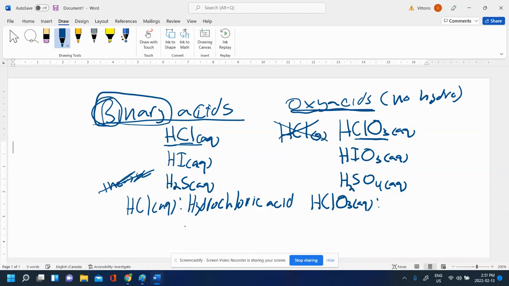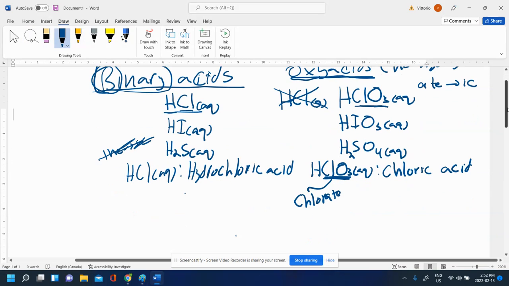So what you have to do is look at the polyatomic ion that you're dealing with. So this is ClO3. I would go to my reference chart and I would see that that is chlorate. And what we see is that if you have a polyatomic ion ending in ATE, you make it IC in the acid name. So this would simply be chloric, no hydro in the front because it's not binary, and then acid. Chloric acid.